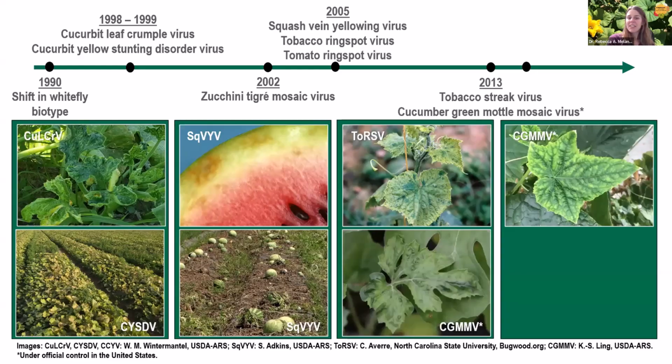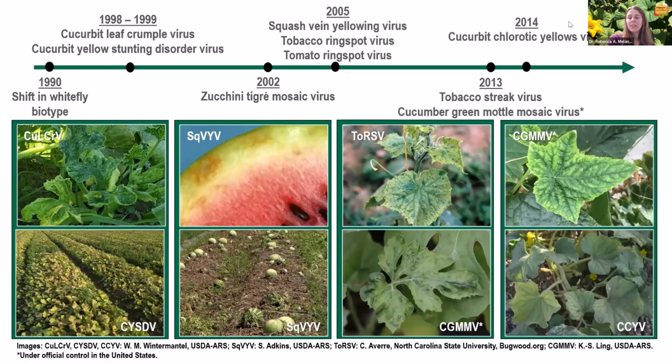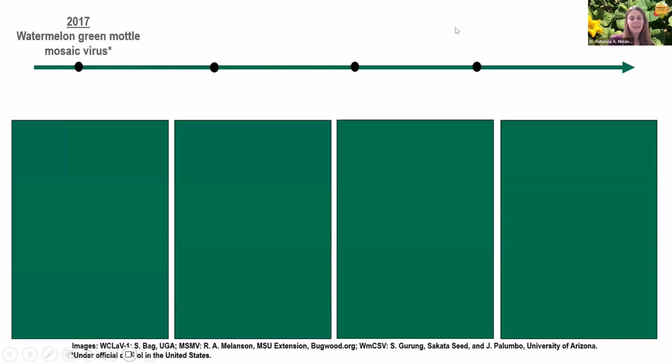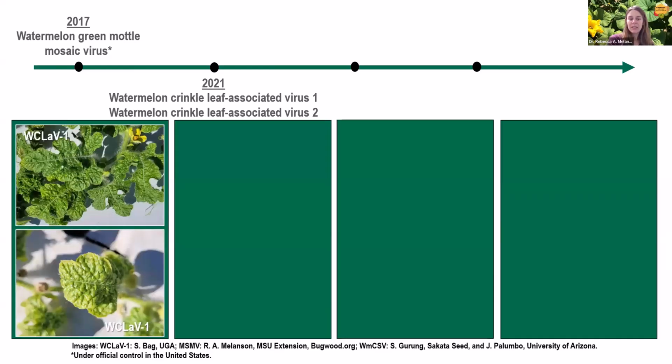In 2013, we had tobacco streak virus, and cucumber green mottle mosaic virus was detected in the United States. This virus is now under official control in the US. And then in 2014 was the first occurrence of cucurbit chlorotic yellows virus. Then now we're moving into about the last decade. In 2017, we had a detection of watermelon green mottle mosaic virus. Again, another virus that is under official control in the United States.